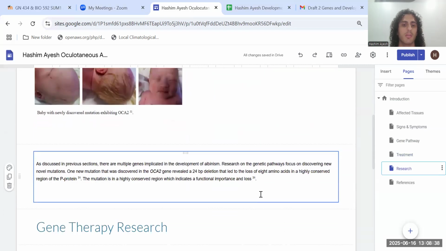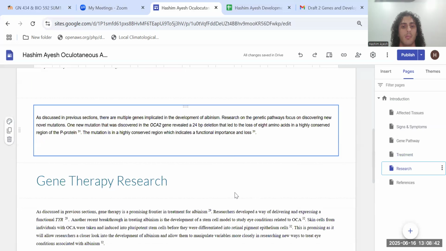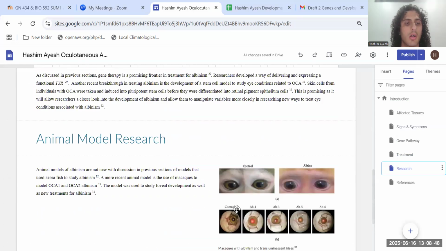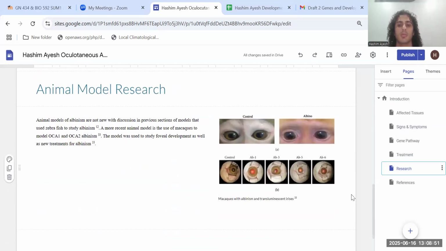And I spoke a little bit about research. I spoke again a little bit about the gene therapy, but I also spoke about the stem cell model that was developed to help study albinism as well. And then the animal model I chose was macaws, which I thought were interesting as they're primates.